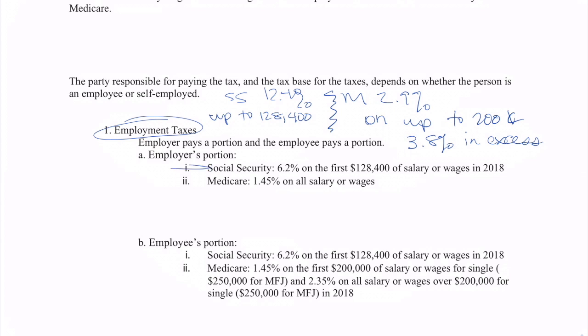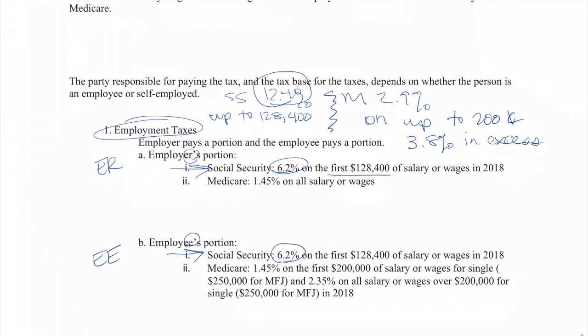So this is what I was talking about a minute ago. Social Security for the employer's portion, sometimes abbreviated ER, is 6.2% on the first $128,400 of salary. Down here in the employee's version, sometimes abbreviated EE, it's the other 6.2% on the first $128,400 in salary. So that's where the 12.4% comes from: the 6.2 on the employer's behalf and the 6.2 that's the employee's portion.